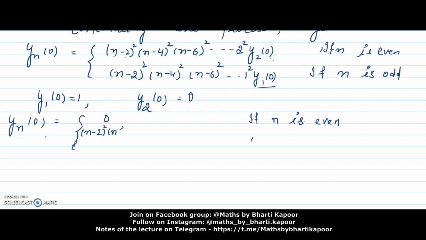And the value of yn at x equal to 0 is equal to (n minus 2) whole square into (n minus 4) whole square into (n minus 6) whole square up to 1 square, and the term before this will be 3 square, because the values of n are getting decreased by 2. So if the last is 1 square, the previous term will be 3 square, and y1(0) is 1. So this is the value of yn(0) if n is odd.